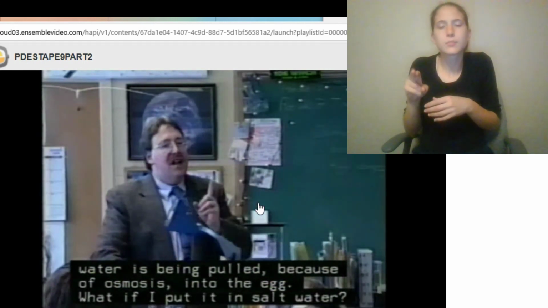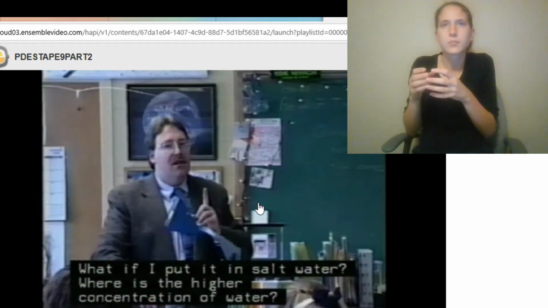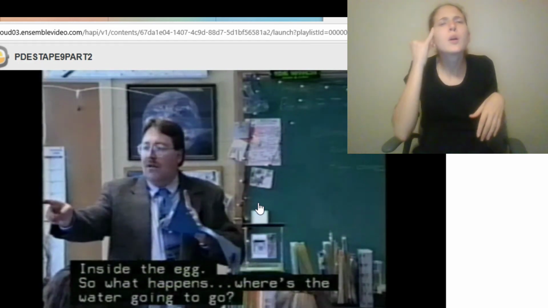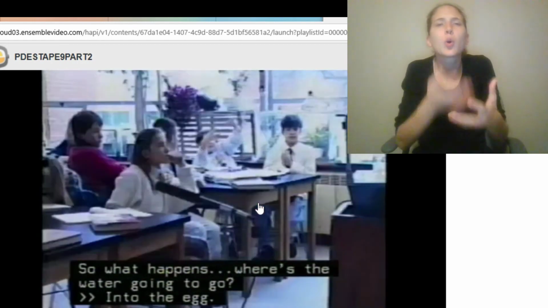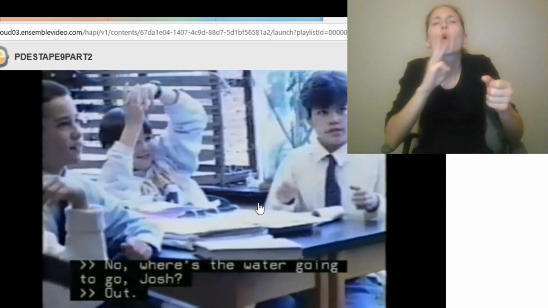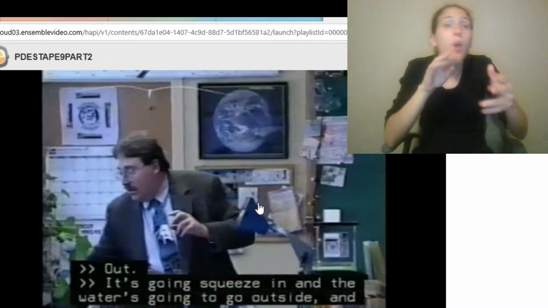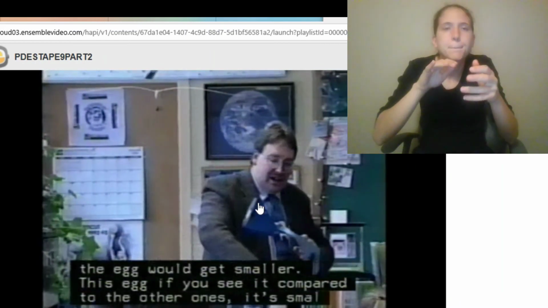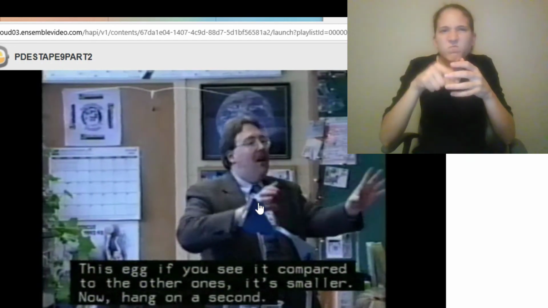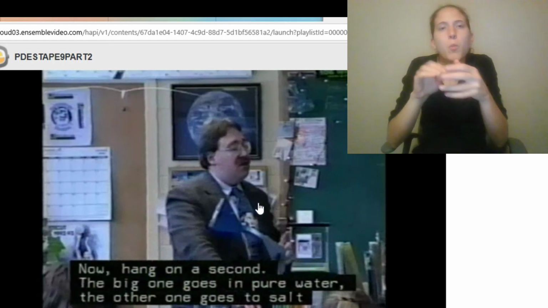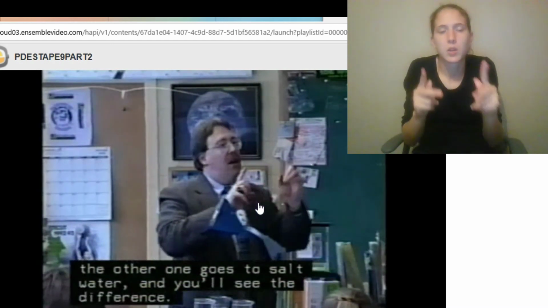What if I put it in salt water? Where's the higher concentration of water? Inside the egg. So where's the water going to go? No. Where's the water going to go, Josh? The water's going to go outside, and the egg would get smaller. This egg, if you see it compared to the other ones, it's smaller. Now, hang on a second. The big one goes in pure water, the other one goes in salt water, and you'll see the difference.